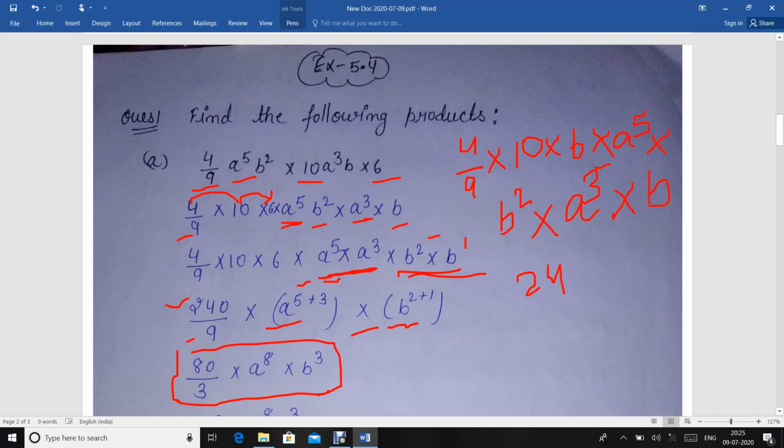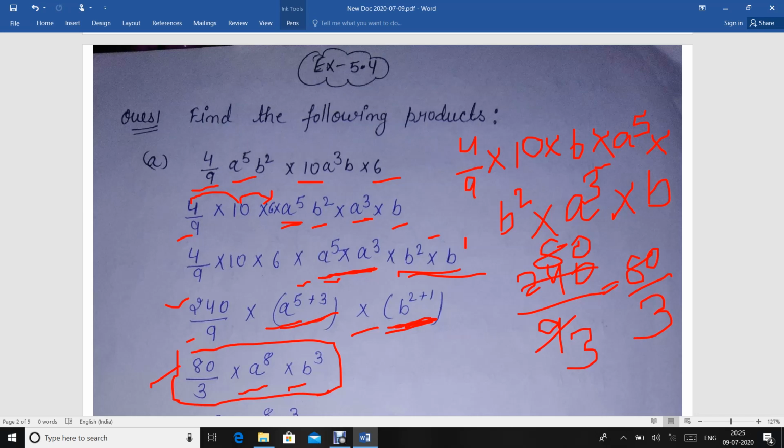80 upon 3, see, 240 upon 9. As you can see, 3 can divide both these numbers. 3 3s are 9, 3 8s are 24, and the remainder is 0. So here you will get 80 upon 3. So the answer is 80 upon 3 into a raised to power 8 multiplied by b raised to power 3. So this is question number 1, part A. I hope all of you understand the multiplication term.